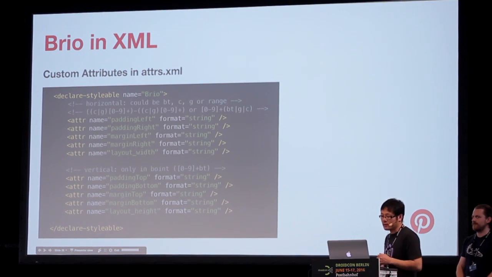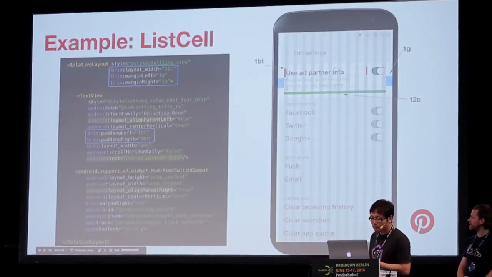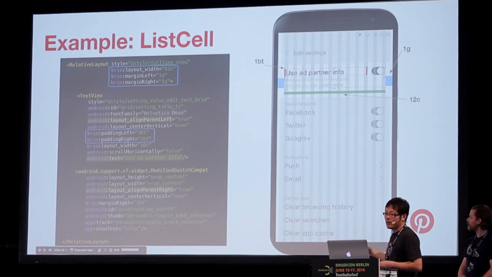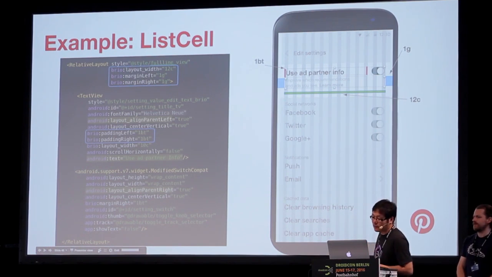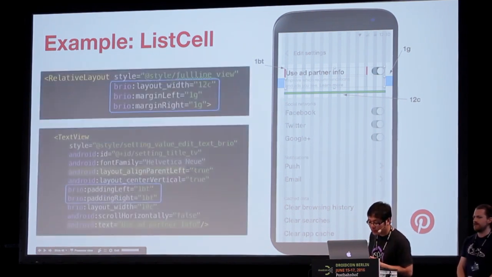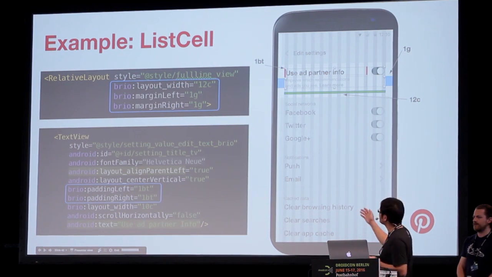So let's look at an example. There's a vertical list view. Most of the elements are grayed out except one of them. The list view is a relative layout. The list view cell, which is not grayed out, is a relative layout with a text view and a switch button inside it. So we want the relative layout to take the full length of 12 columns. And the internal text view should take 10 columns.